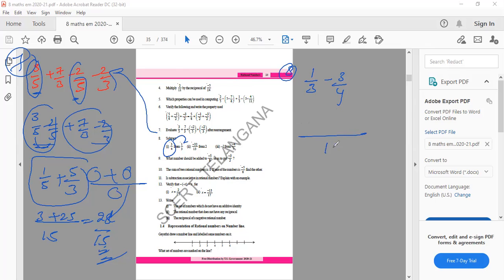We can take 3 4s are 12. Take two boxes. 1 by 3 into 12, 4 will come. Then 3 by 4 into 12, 3 3s are 9 will come. 4 minus 9 is minus 5. Answer is minus 5 by 12. The eighth one is finished. Like this, similarly, you should work on the second and third also.